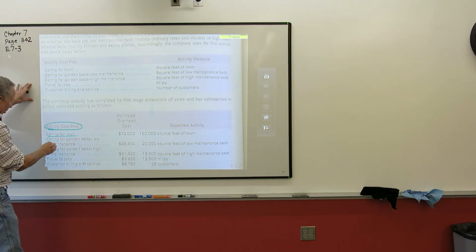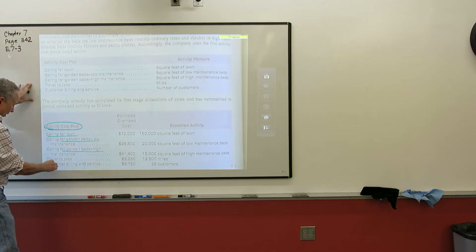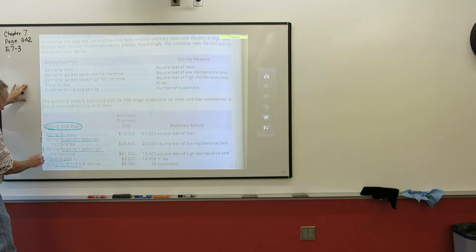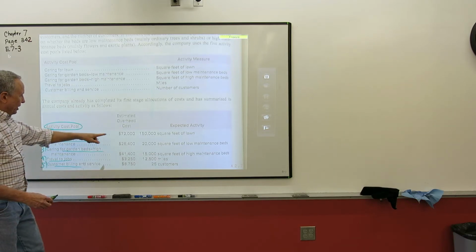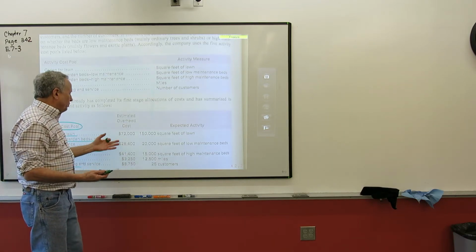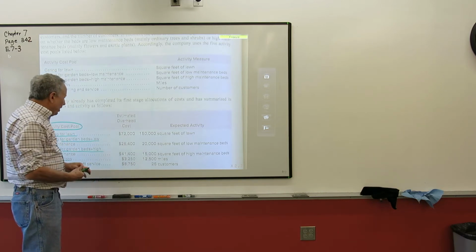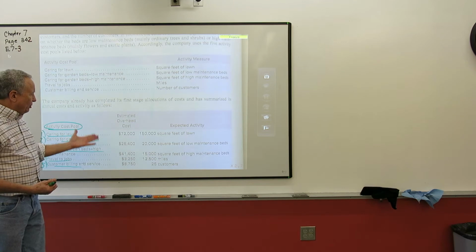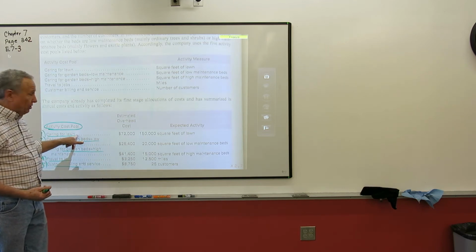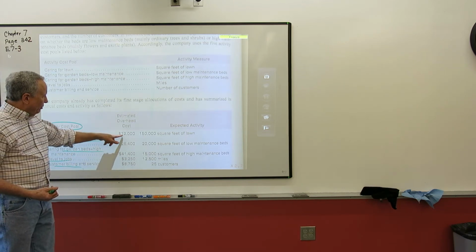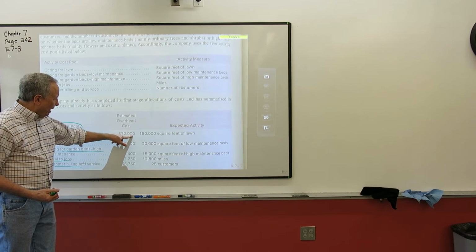Here's caring for the lawn. Here's garden beds low. Here's garden beds high. There's travel to jobs and his customers. So he's got 1, 2, 3, 4, 5 pools. And he's got the money. But let's say he spent $3,000 on gas last year. Well, he'll really just say, you know what? I know that out of the $3,000, I use 70% of my gas mowing lawns. So it takes 7 times 3, that'll be $2,100 he'll put in here.